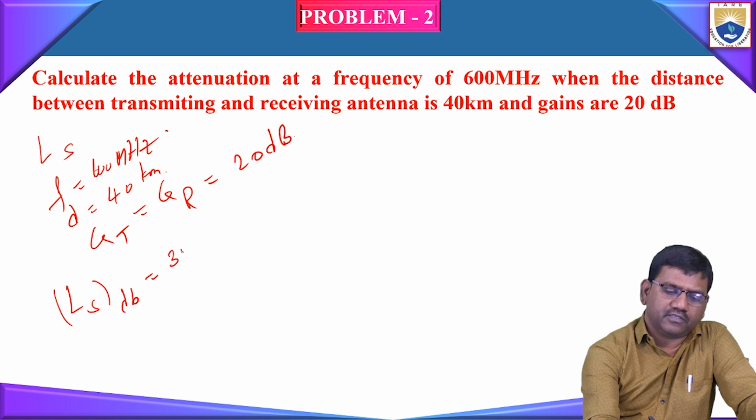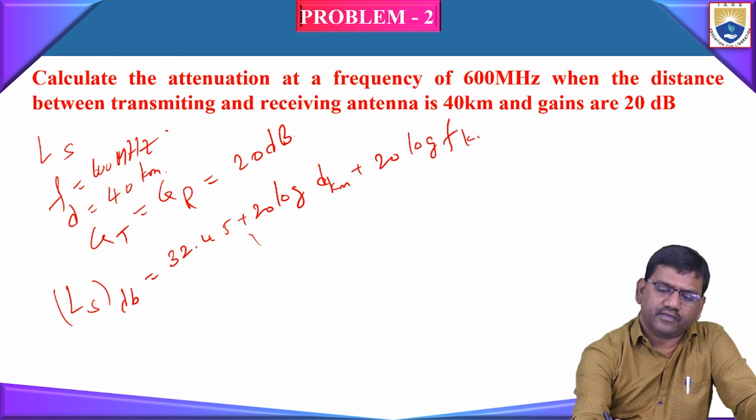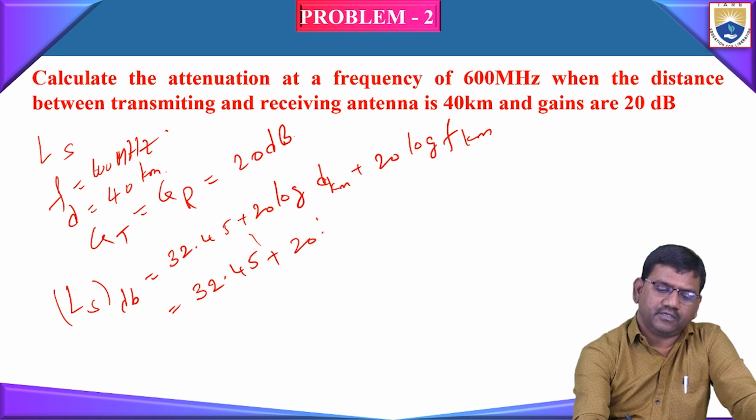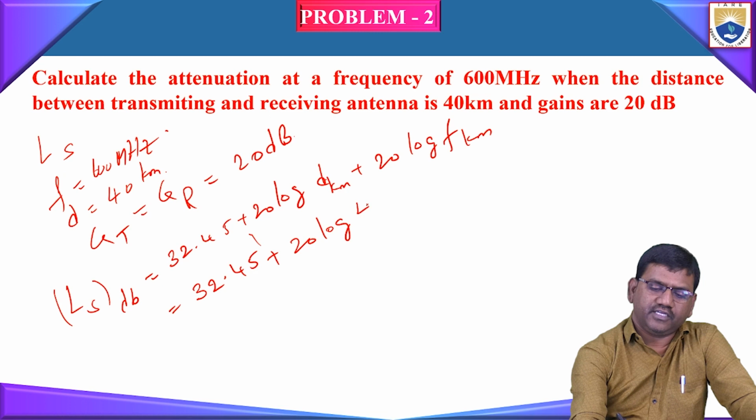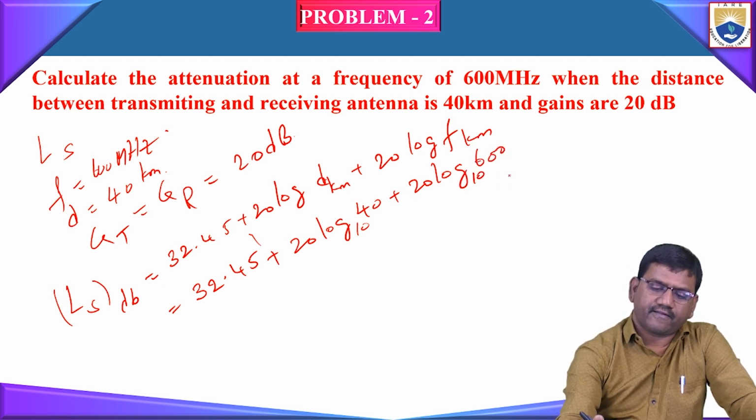This is equal to 32.45 plus 20 log D in kilometers plus 20 log F in megahertz. So if we simplify this by applying the formula, you will get the value of LS: 32.45 plus 20 log, what is the value of D? It is 40 base 10 here, plus 20 log, the value of F is given as 600 base 10.